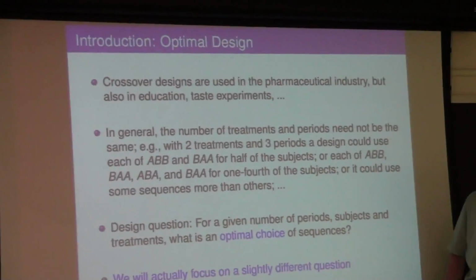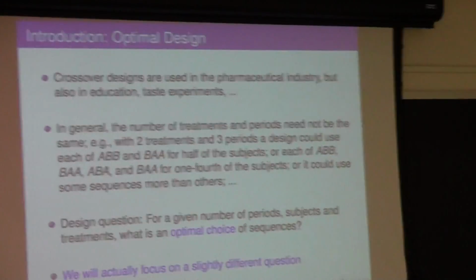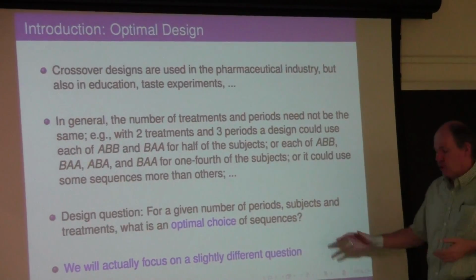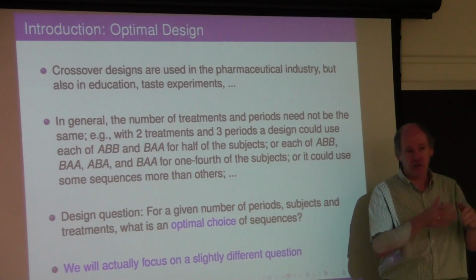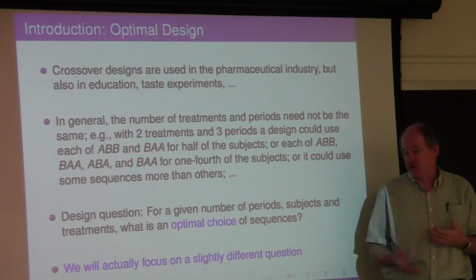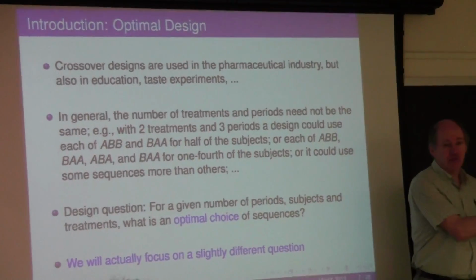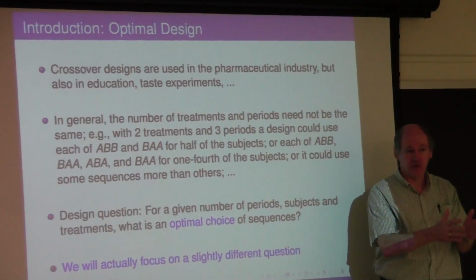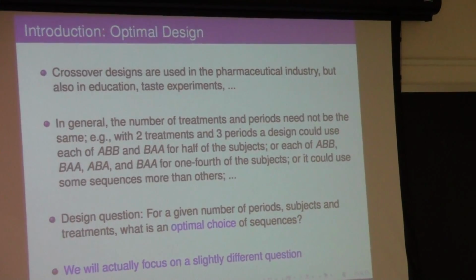And what I said here, we will actually focus on a slightly different question. For those of you who were at yesterday's talk, that slightly different question is related to something I was talking about yesterday. That rather than talking about I have 6 subjects and I'm going to use this sequence once and this sequence twice, I'm going to talk about the proportion of time that I use a sequence. So I'm going to say, forget about the number of subjects. I'm going to use this sequence for half of the subjects, no matter what that number of subjects is. I'm going to use this sequence for 1/3 of the subjects, and so on. So that's really the question that we're going to talk about when we talk about good designs.